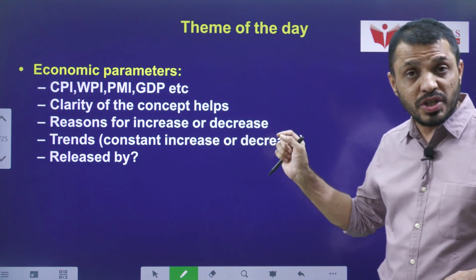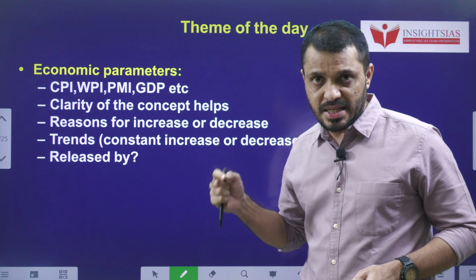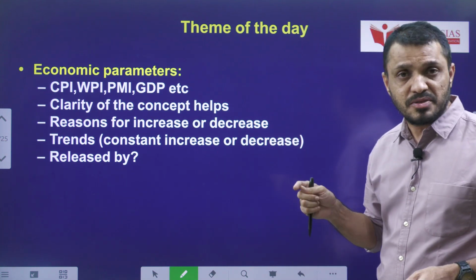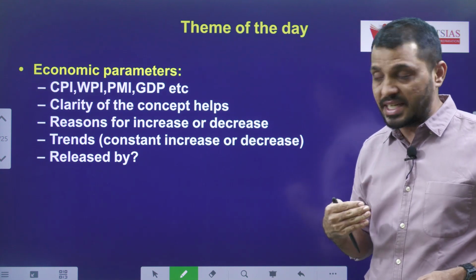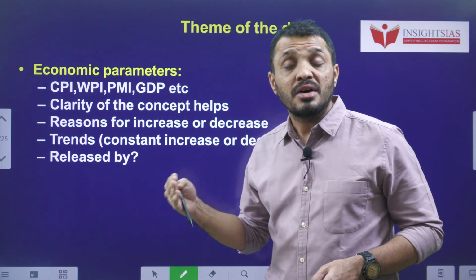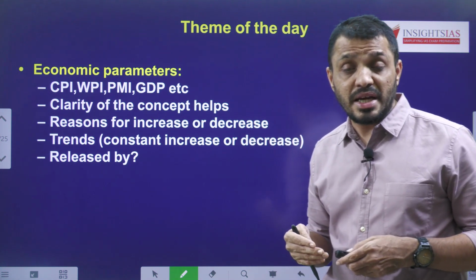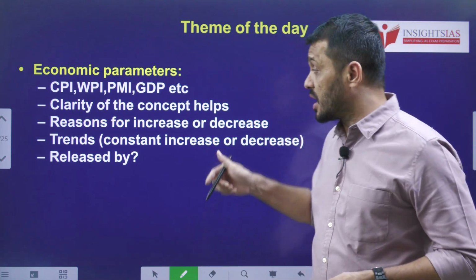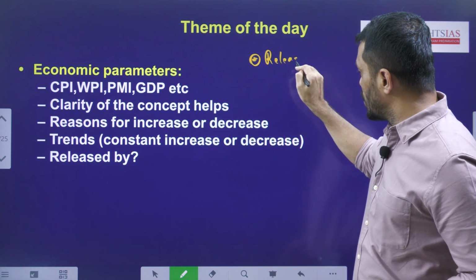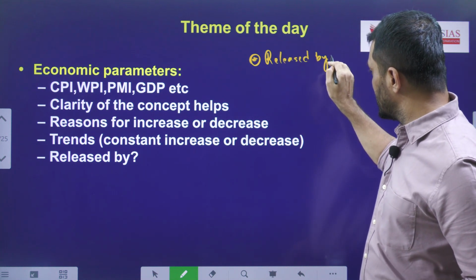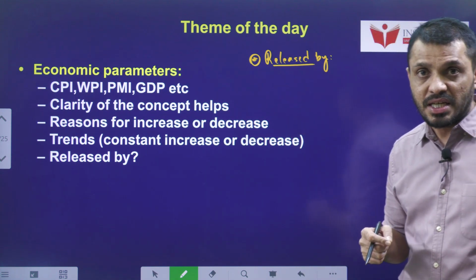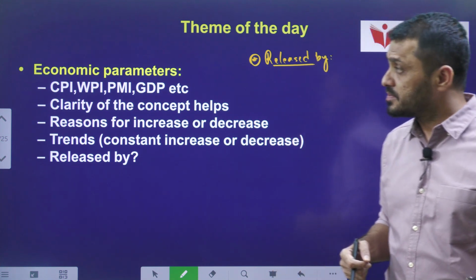Then you have to check the reasons for the increase or decrease, and the consequences of that increase or decrease. Then the trend, whether it is constantly increasing or constantly decreasing. Then you have to check who is releasing that particular report. For example, GDP figures. In India, GDP figures are released by which agency? Comment your answer in the comment section.